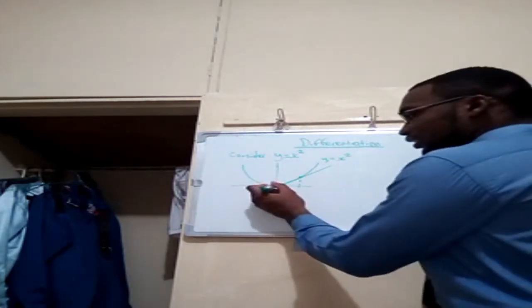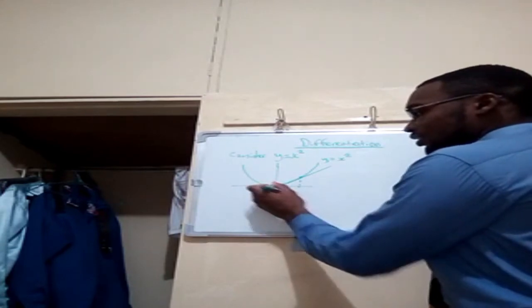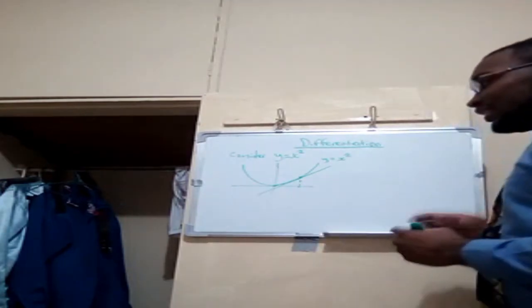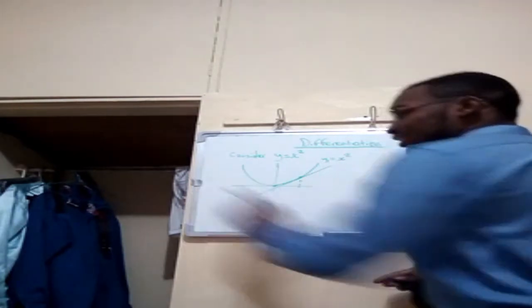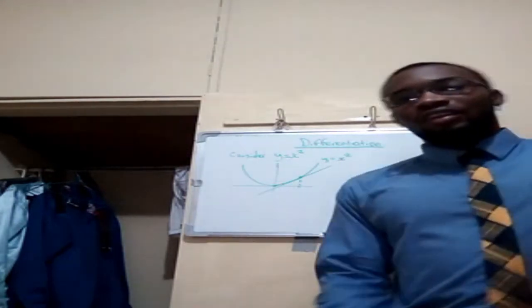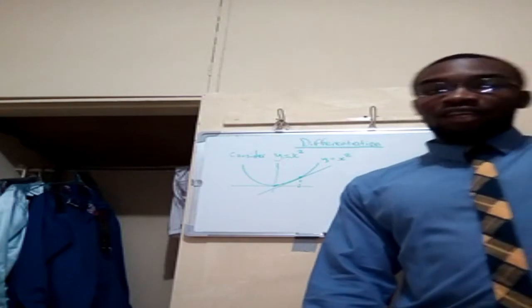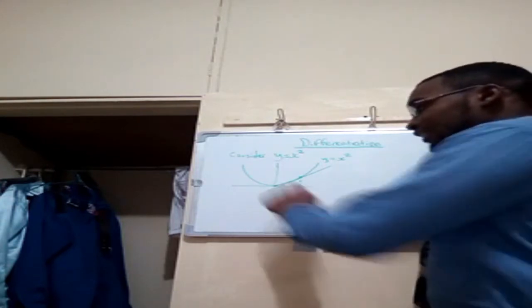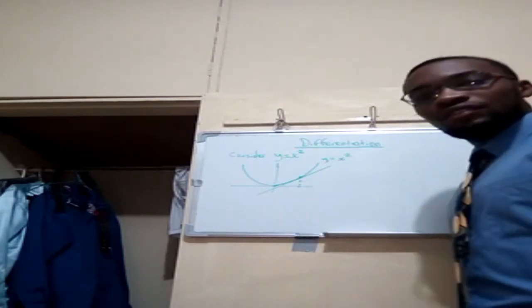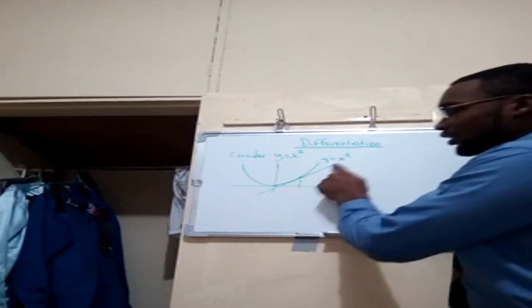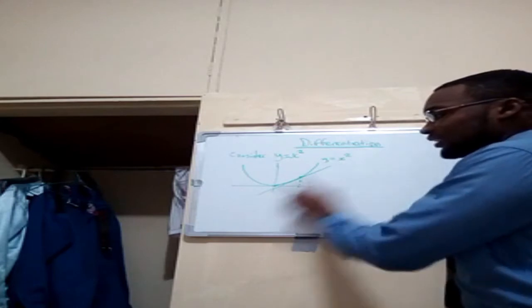Now right here, when x is 0, the gradient is going to be 0, because the tangent at that point would just be a horizontal line, and we have learned that the gradient of a horizontal line is 0. So the gradient at this point is 0, but let's say we want the gradient at this point. To find the gradient at this point, we will need to find the gradient of this line.